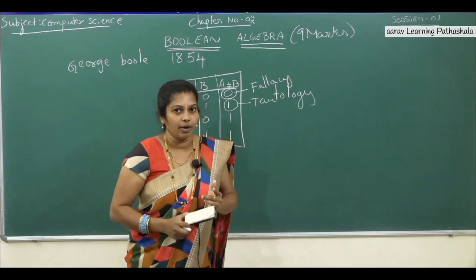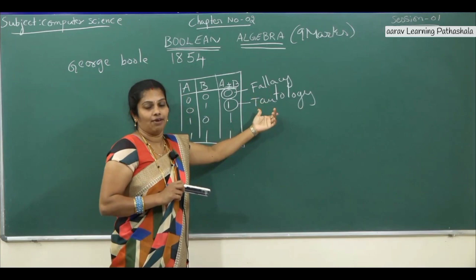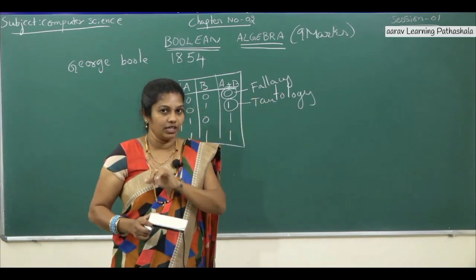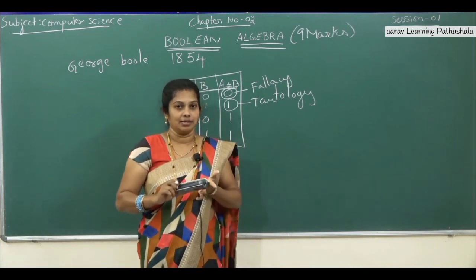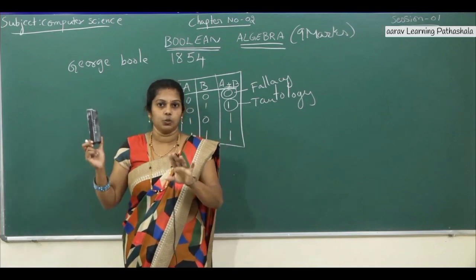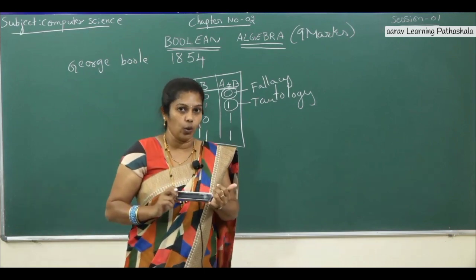In this chapter you have to remember who developed it, in which year, what tautology and fallacy mean, and that it mainly deals with binary numbers. In the number system there are binary, octal, hexadecimal and decimal numbers, but Boolean algebra mainly deals with only binary numbers, meaning 0 and 1.